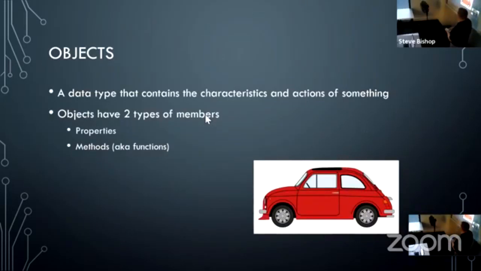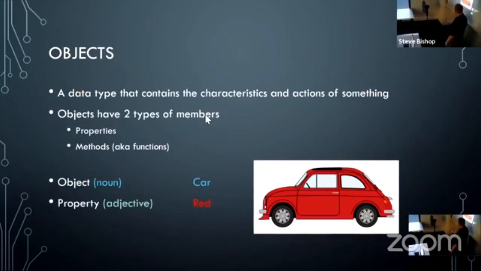I have a car. Car is an object. In English terms, that's a noun. It's person, place, or thing. It's a car. I have a property. The color of the car is red. The property is an adjective. It's a descriptive term of what that thing is. Right? It's a description.